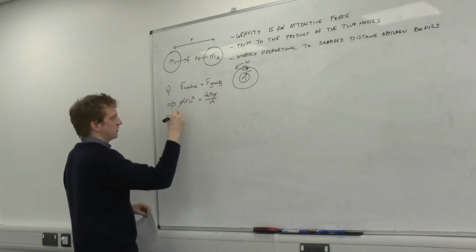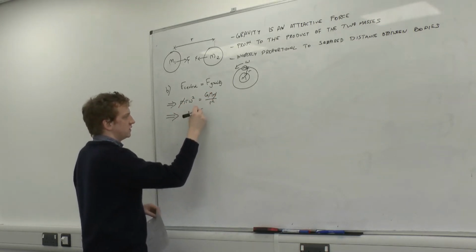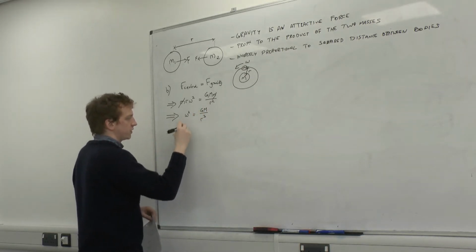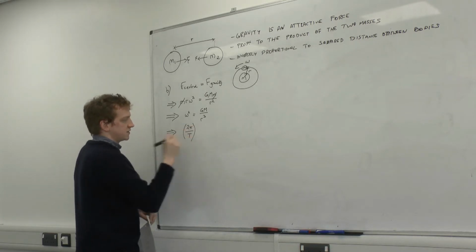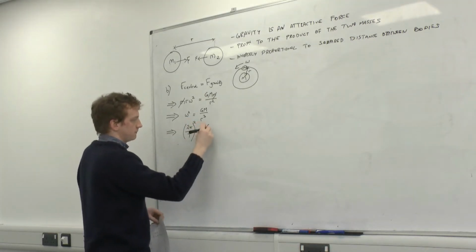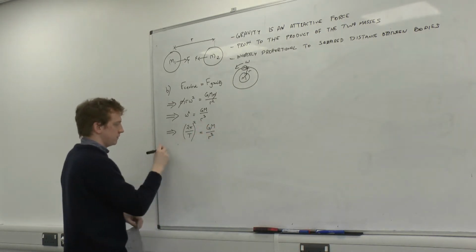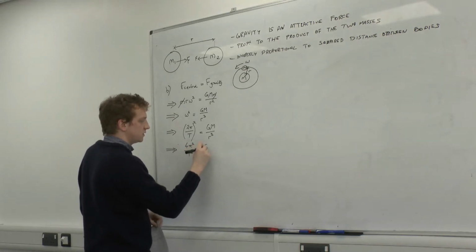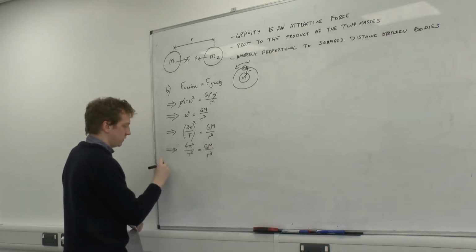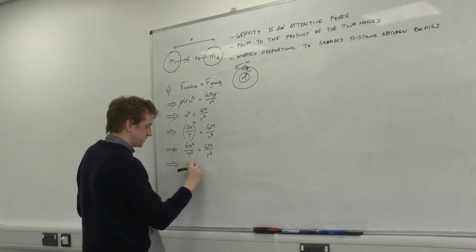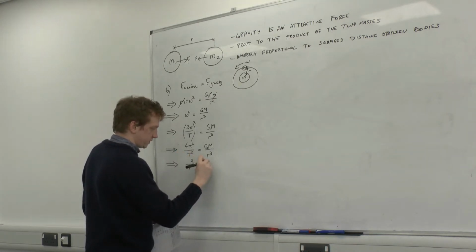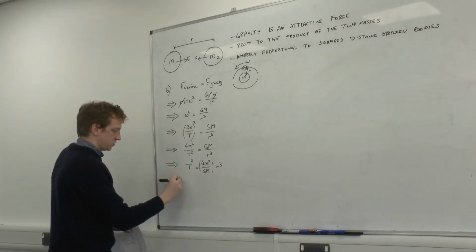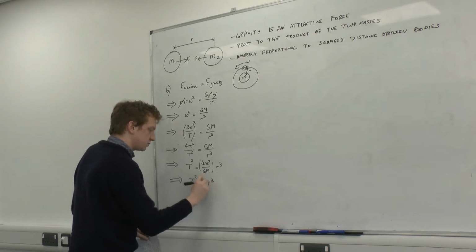The little m's cancel, so we get omega squared is GM over r cubed. Omega is equal to 2 pi over the time taken for a full orbit, which gives us 4 pi squared over T squared equals GM over r cubed, which gives T squared equals 4 pi squared over GM times r cubed, which shows us that T squared is proportional to r cubed.